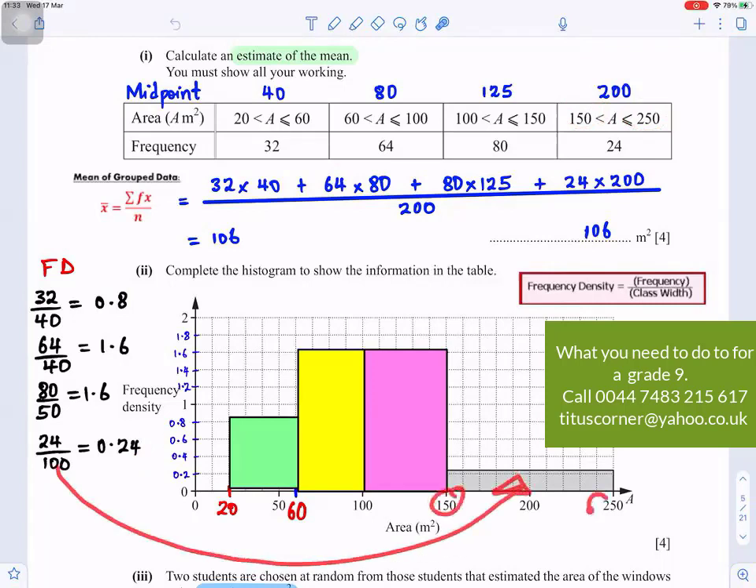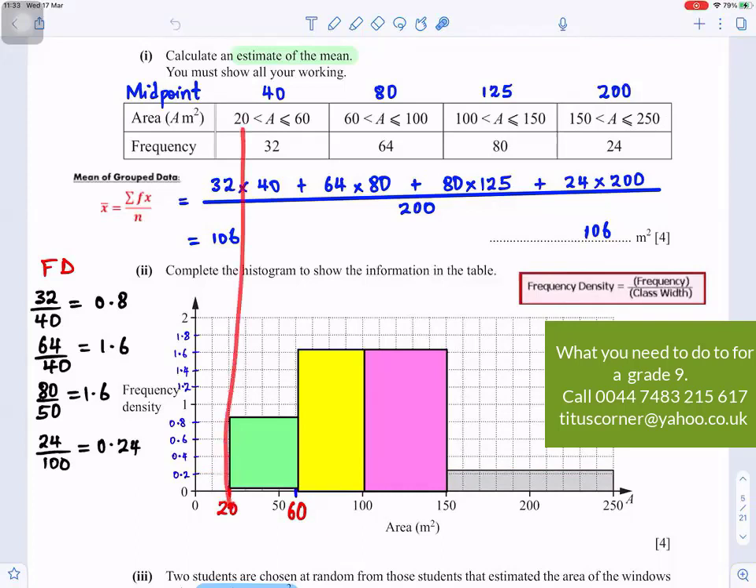This last one has been done for you. Between 150 and 250, they've marked it as 0.24 there. Let's mark the first one. It goes from 20 to 60, and 0.8 is the frequency density. I'll shade that green. The next one is 60 to 100. I put it in yellow there, and it goes up to 1.6.